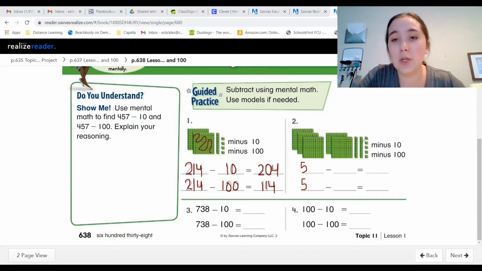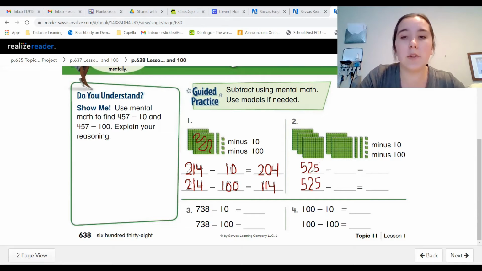So 5 hundreds. I'm going to put a 5 in the hundreds place for both starting numbers. I have 2 tens. So I'm going to put a 2 in the tens place for both numbers. And I have 1, 2, 3, 4, 5 ones. So our starting number is going to be 525. And we're going to do 525 minus 10. And we're going to do 525 minus 100.